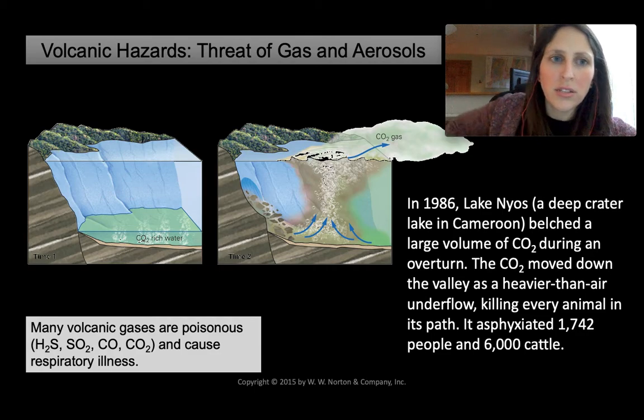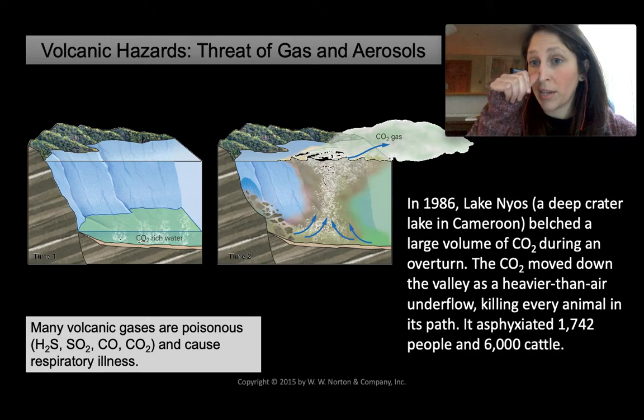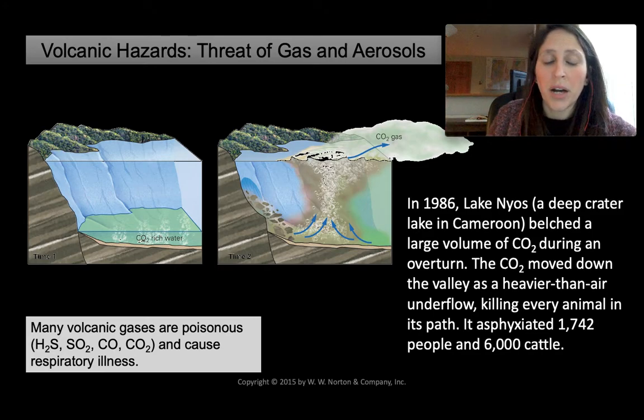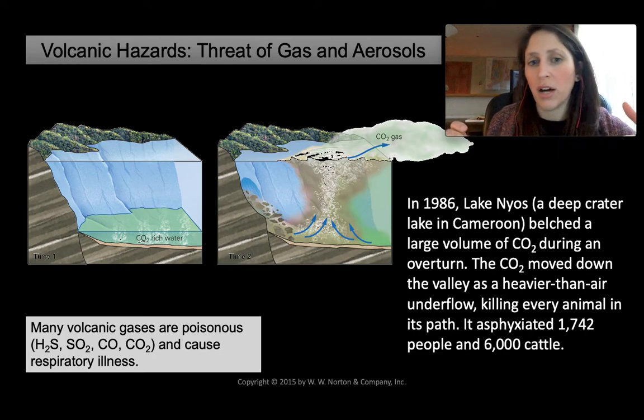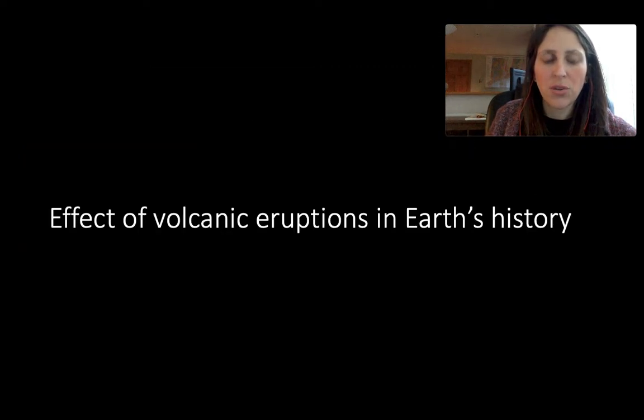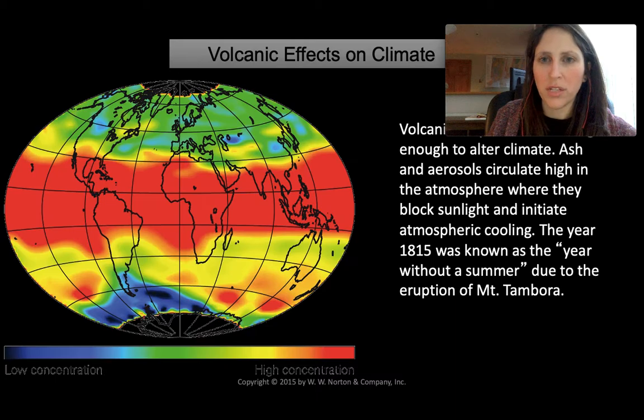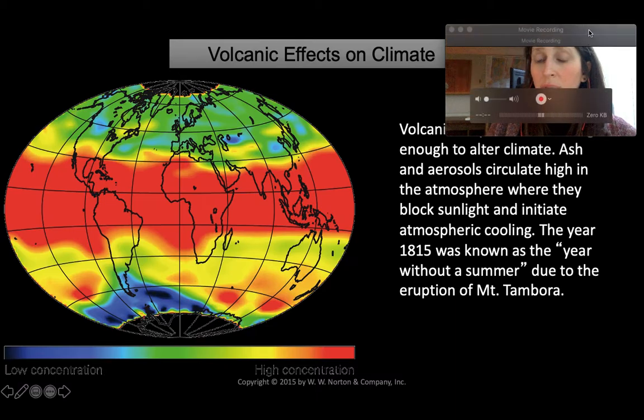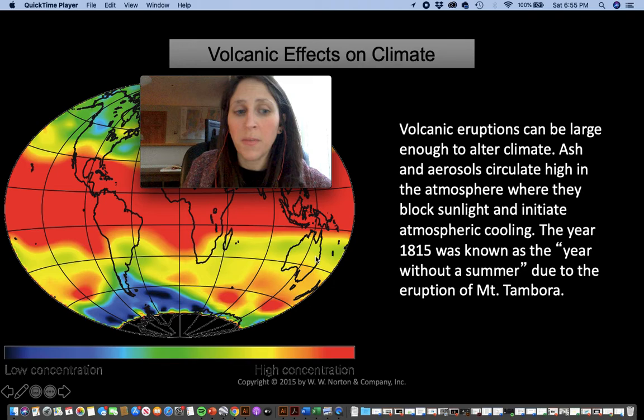Okay, and then the last threat that we have, I think, is gases and aerosols. So again, you have a lot of gases being expelled into the air when you have this mostly felsic type of lava erupting, but you get it with every type of lava or magma, okay? But with felsic, you'll have more gases. Okay, and so what are the effects of volcanic eruptions in Earth's history? Okay, so we've had pretty significant climate effects based on volcanic eruptions.